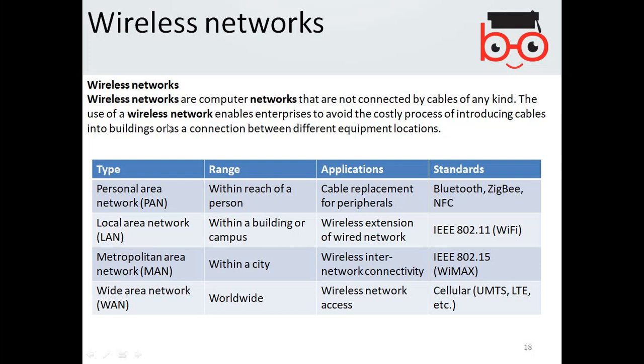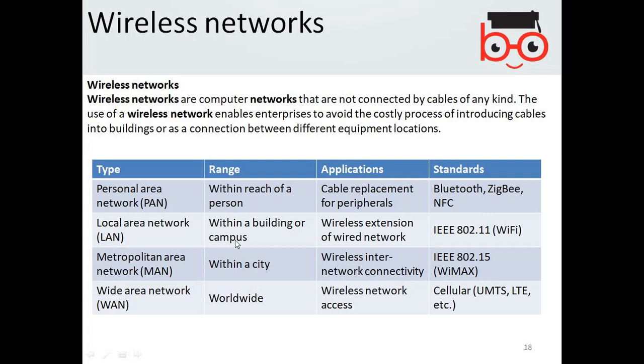The use of a wireless network enables enterprises to avoid the costly process of introducing cables into buildings or as a connection between different equipment locations. So the types of wireless networks, for example, personal area network: it is a range within reach of a person. Cable replacement for peripherals, Bluetooth and Zigbee, these are the standards. Local area network is within a building or a campus.